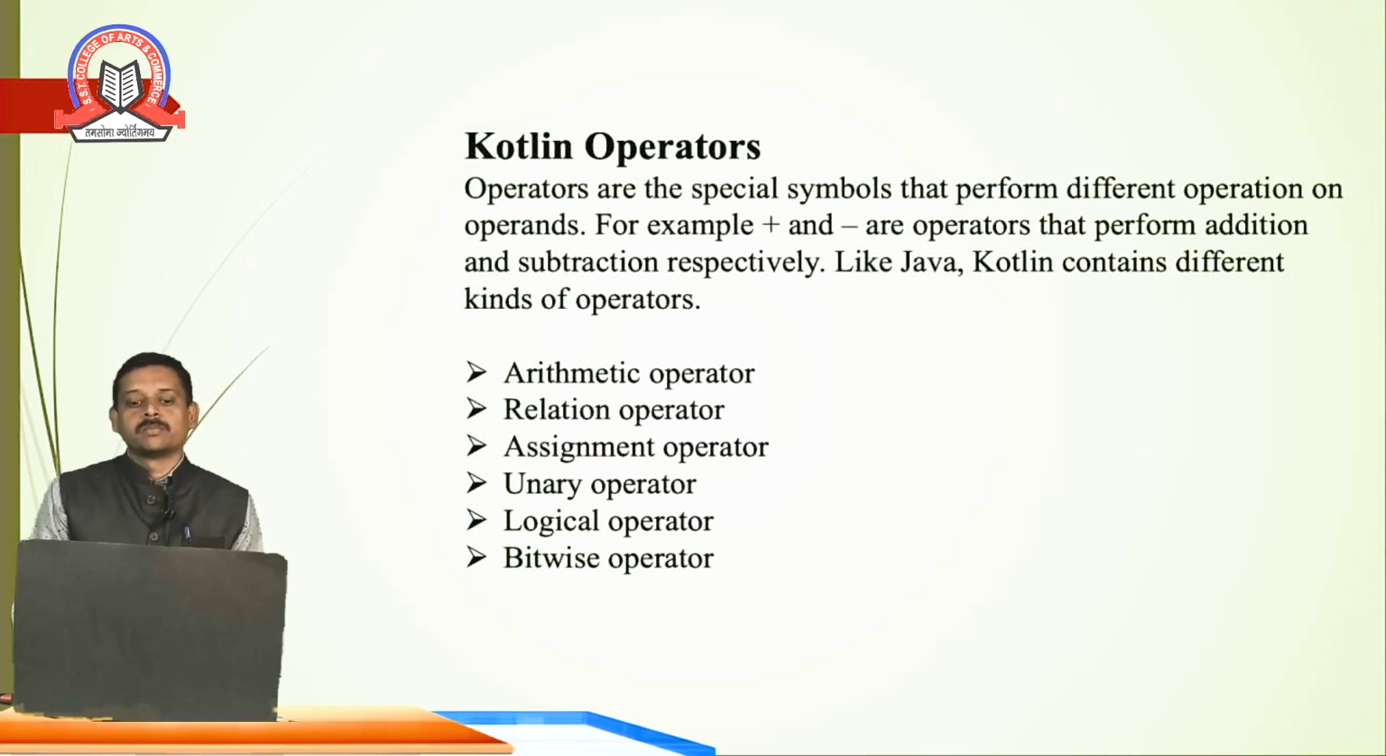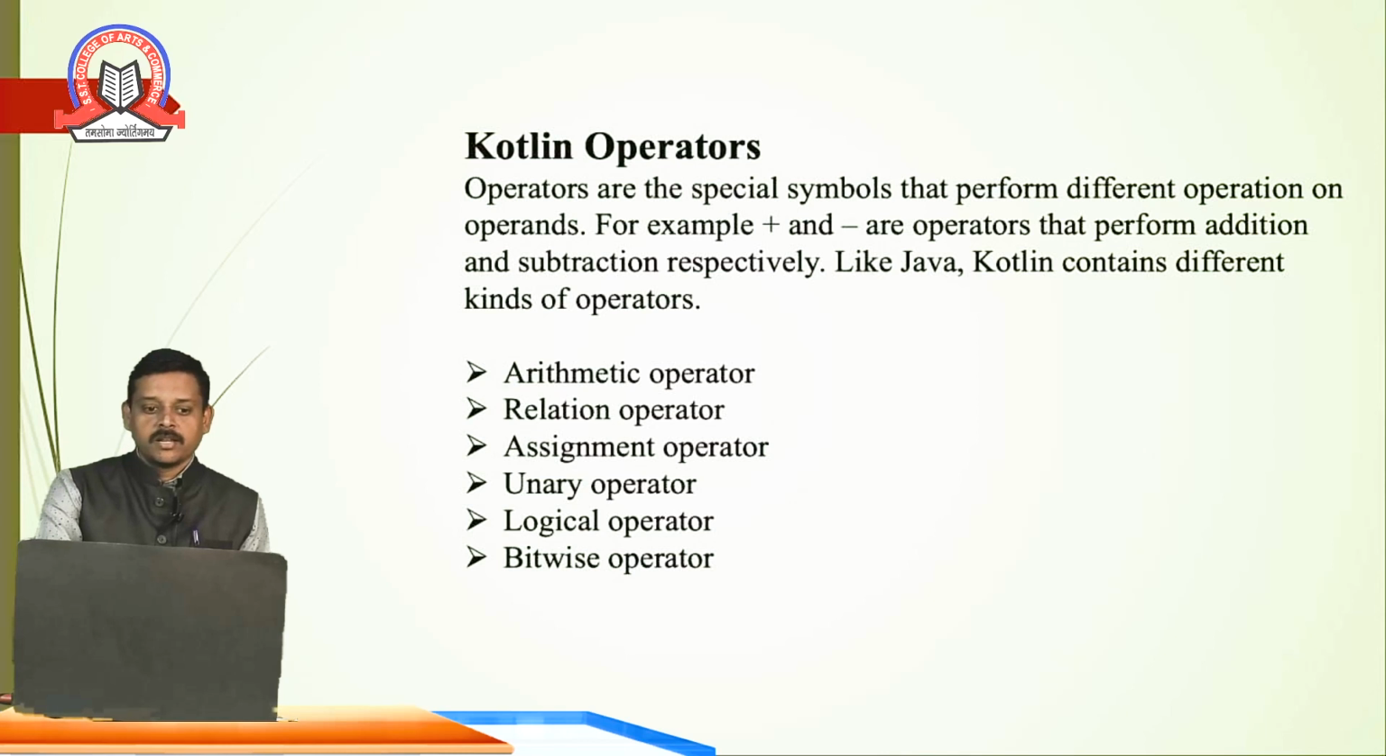Operators are nothing but some special symbols which we use to perform different types of operations like arithmetic operations or relational operations, like addition or subtraction of any numbers, as well as comparison between two numbers or strings, etc. So like Java, Kotlin also contains different kinds of operators: arithmetic operators, relational operators, assignment operators, unary operators, logical operators, and bitwise operators.